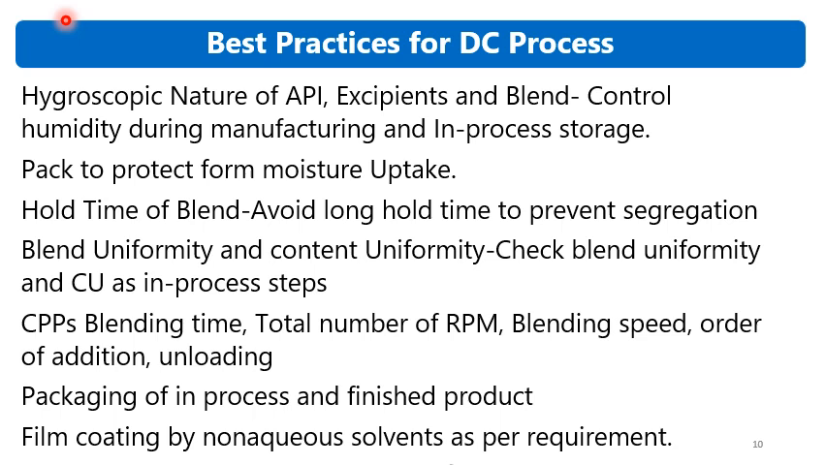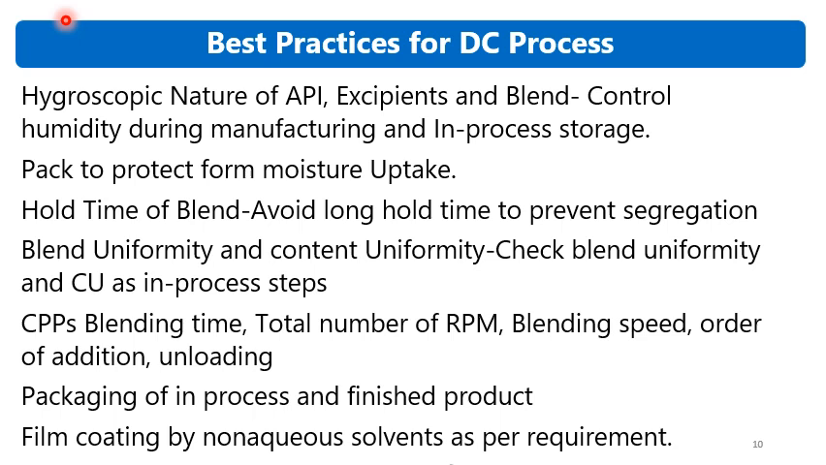Then loading and unloading should be performed critically. If unloading is not proper, then segregation can happen during unloading. Packaging of in-process and finished product: packaging should be such that it can protect the in-process material and finished product from moisture. Then if the product is film coated, for example a tablet, you can go for aqueous or non-aqueous based film coating.